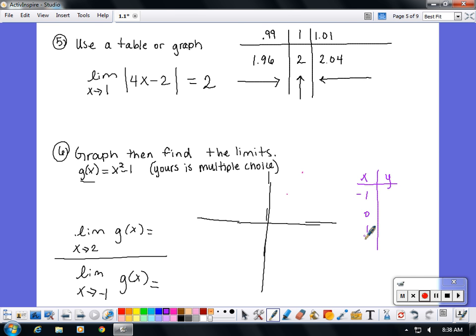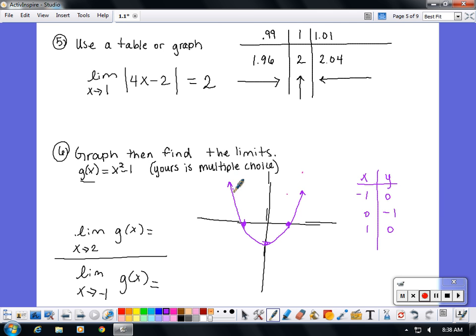If you plug in negative 1, squared is 1, minus 1 is 0. Plug in 0, 0 minus 1 is negative 1, and plug in 1, you get 0. So negative 1, 0, 0, negative 1, and 1, 0. You have a parabola looking something like this.